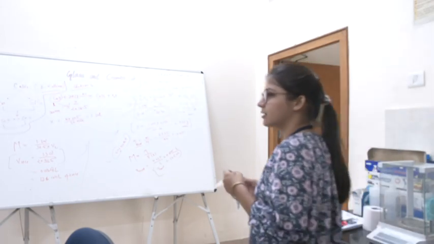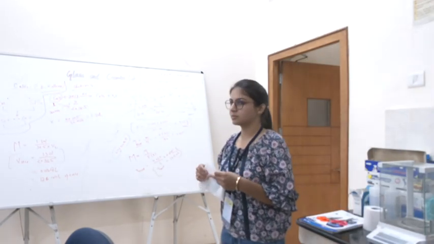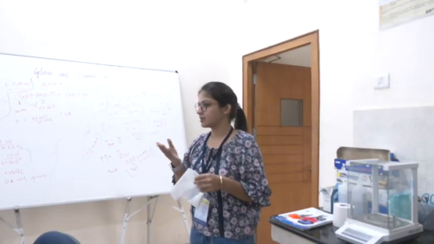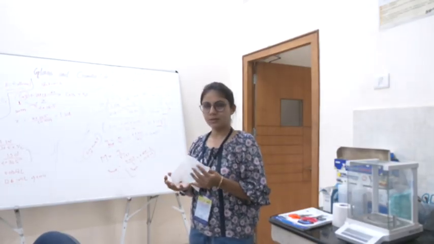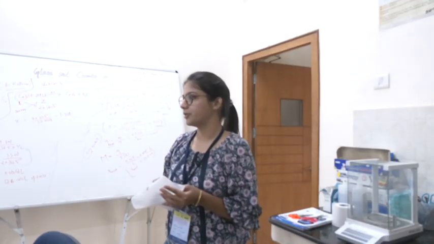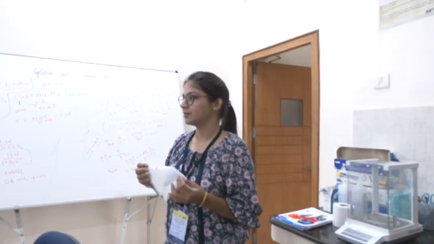Actually there are other sources also you can use. Like sir mentioned, snail shell is also a source of calcium oxide. But majorly in the eggshell we are getting a higher yield of calcium oxide, that is why we are using it. You can use other sources also.